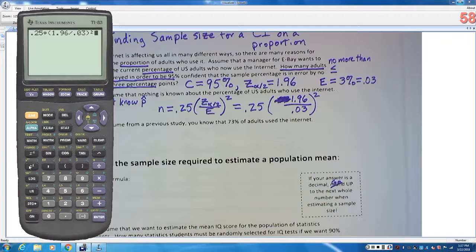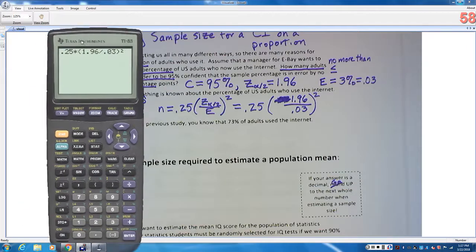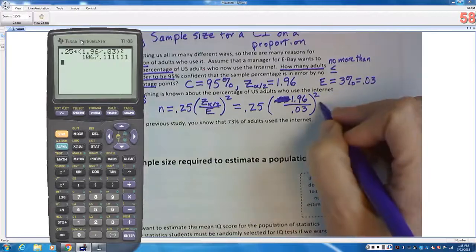Can you see that? Can you see my calculator? So that's what you need to put in your calculator. You can put it exactly like that. It'll do the right order of operations. And you get 1067.111.